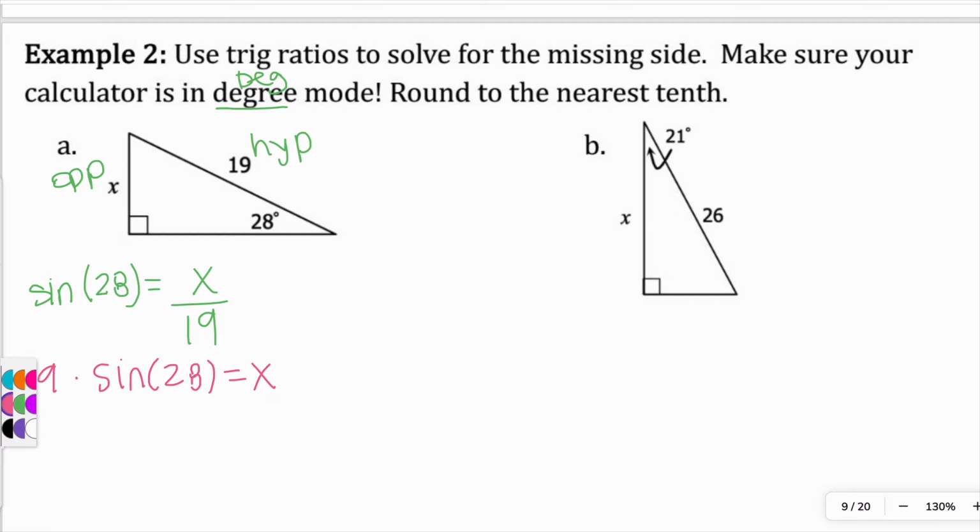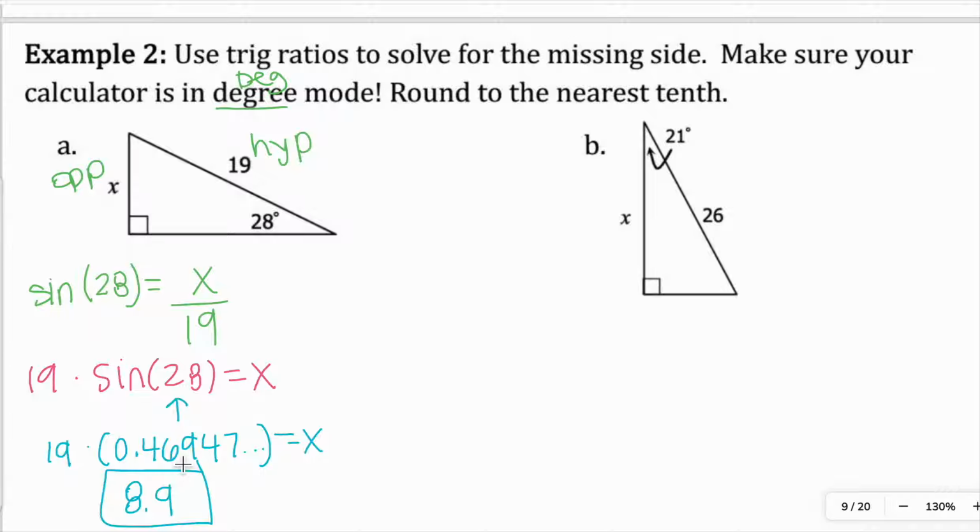So if you have the Casio, you're going to type in 28 first and then hit sine, and you're going to get this decimal, 0.46947, etc. And then you would multiply that by 19 to get x. So times that by 19, and I'm going to get about 8.9, and that's rounded. Okay? If you have the TI-30, you can literally just type in sine 28, close parentheses, times 19, and you should still get 8.9. So whatever works for you.